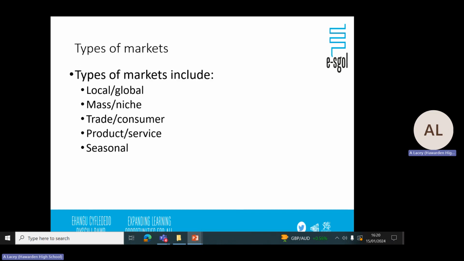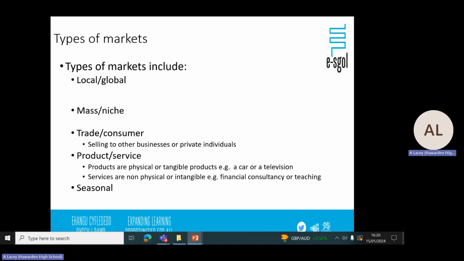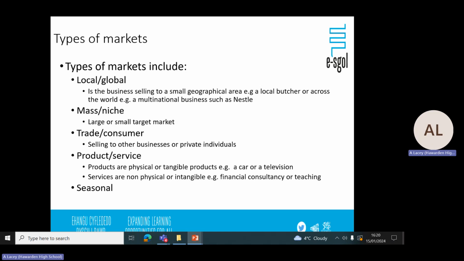The different types of markets that we're going to be looking at are local and global, mass or niche, trade and consumer, product, service, and seasonal. Okay, so just looking at what these mean. With local, businesses sell into a small geographical area, like your local butchers, your local corner shop, your local small businesses. And then you've got global, people across the world, like multinational businesses such as Nestle, for example.